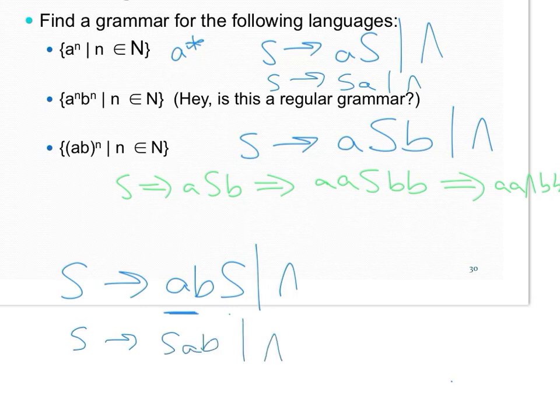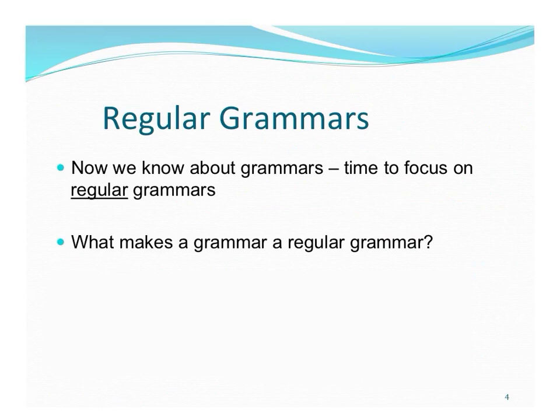But this middle one, where we really need to build it up from the middle, I keep thinking of it as bubbling out of the middle. It's really important that we get that S in the middle. We're expanding from the middle. But the good news is we're not going to have to do that kind of weird bubbling out just yet, because the language a to the n, b to the n is not regular, and those bubbling out languages are not regular. And for now, we're going to talk about regular grammars and what makes a grammar a regular grammar.